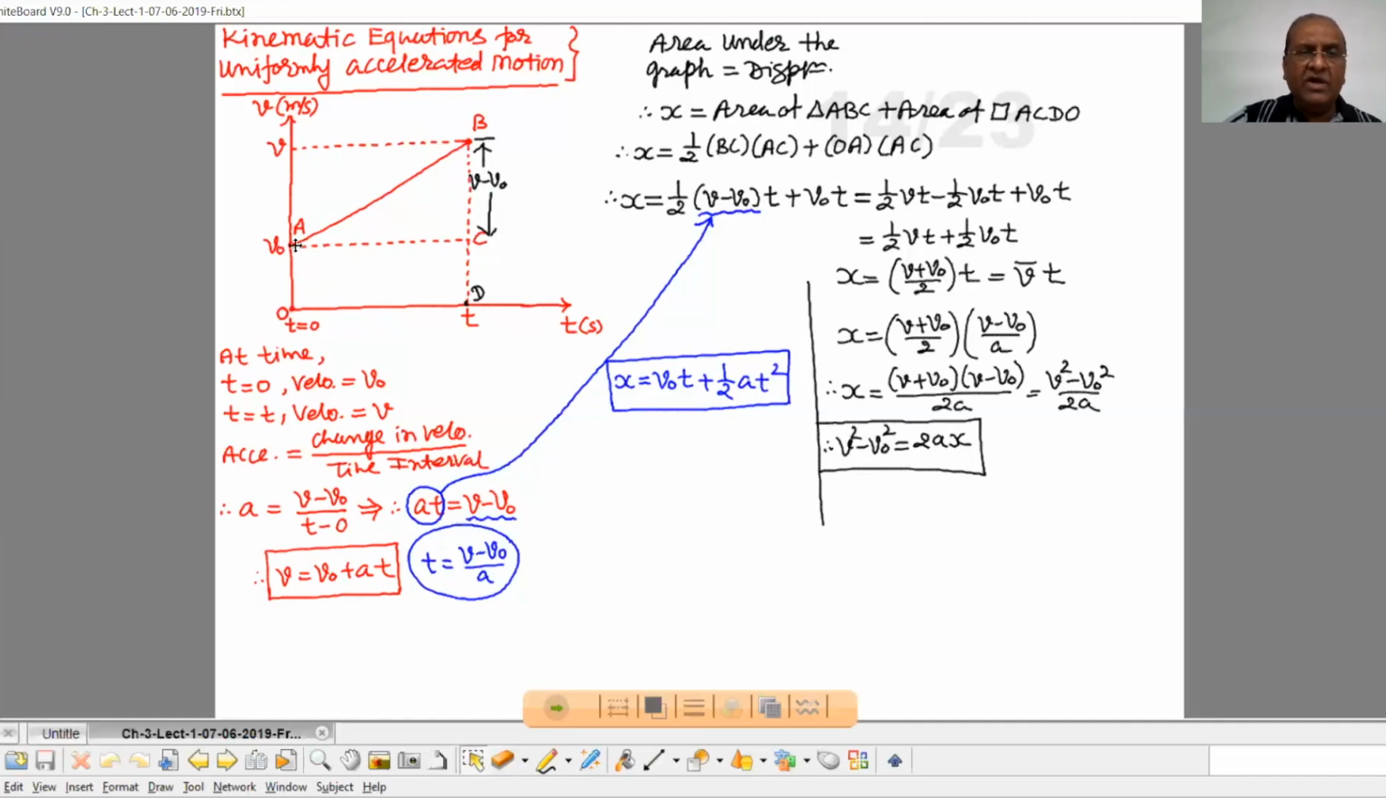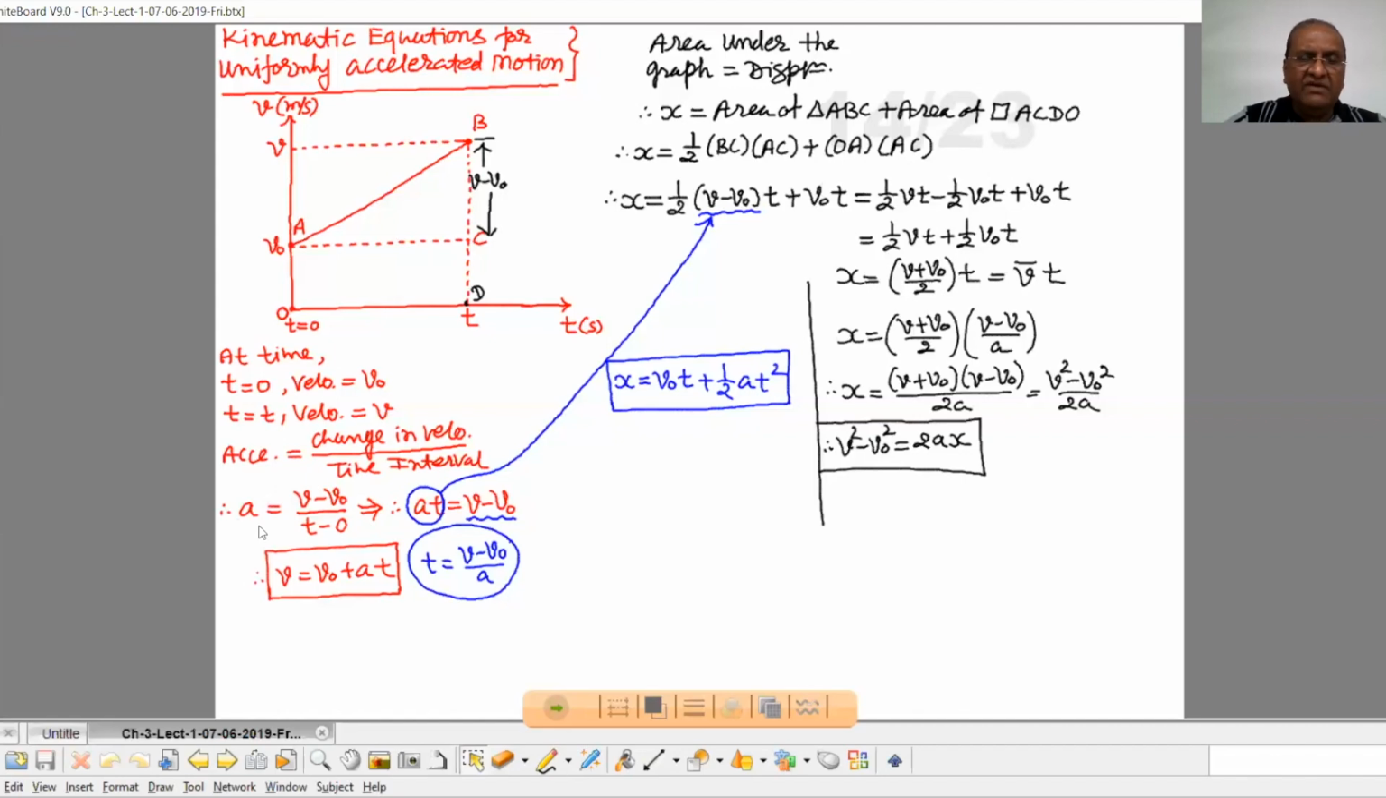Suppose at time t equal to 0, the velocity is v0. And at some time t, the velocity is v. Now, first of all, we have to calculate acceleration. Acceleration is the change in velocity upon time interval. At time t equal to 0, velocity is v0. At time t, velocity is v. So the change in velocity is v minus v0, upon the time interval, that is t minus 0.